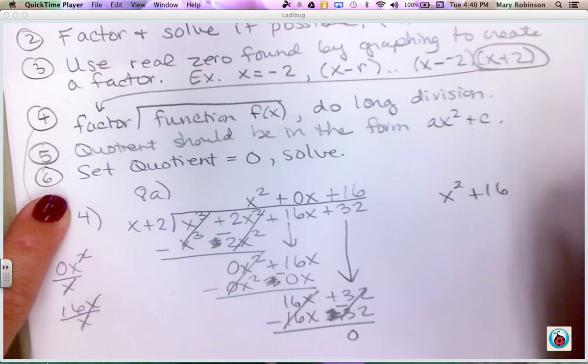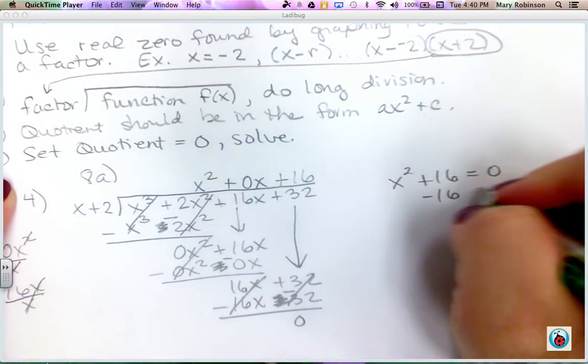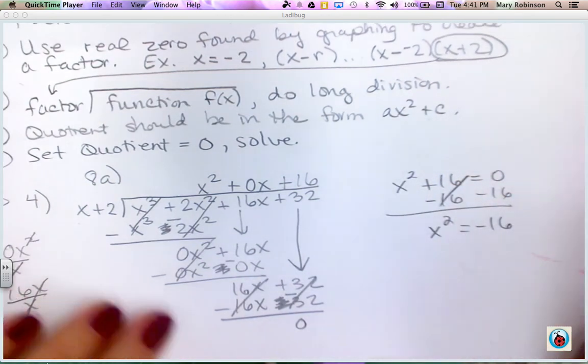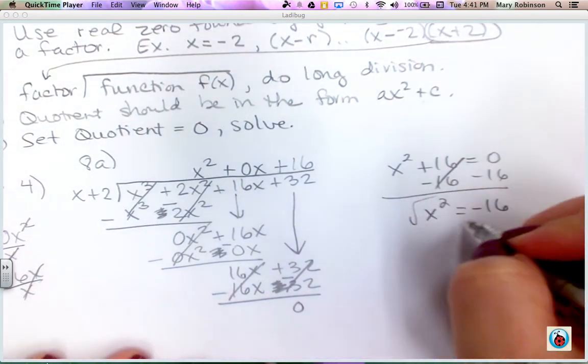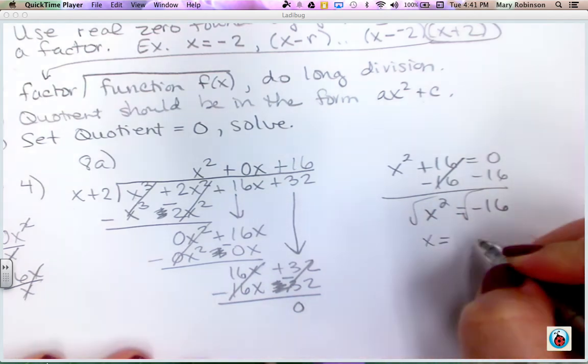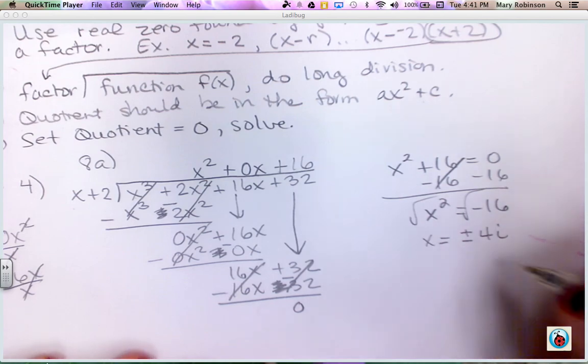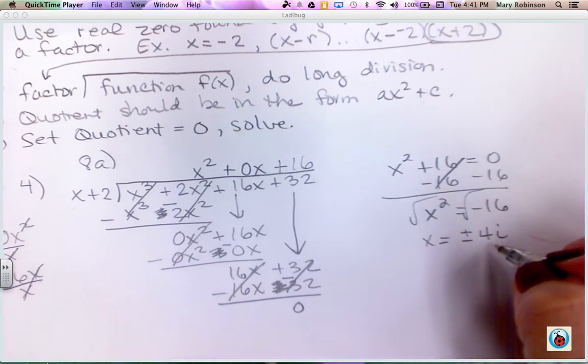Now step 6, we're going to set that equal to 0 and solve. So we're going to subtract 16 from both sides. x squared equals negative 16. Take the square root of both sides, and x will equal positive or negative 4i. So these are the two complex solutions we have.